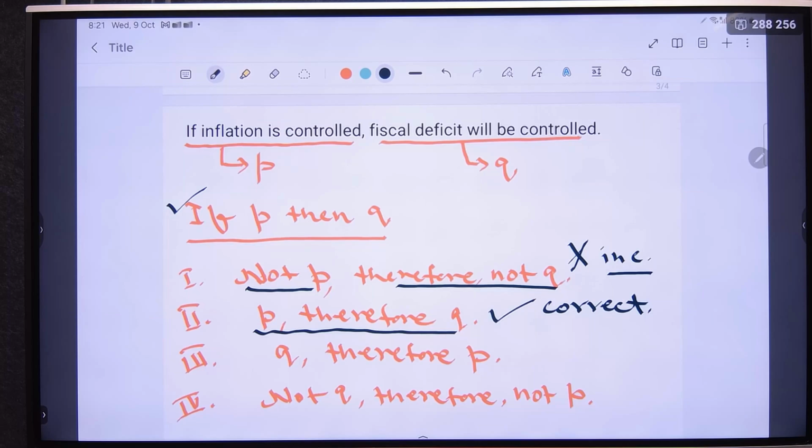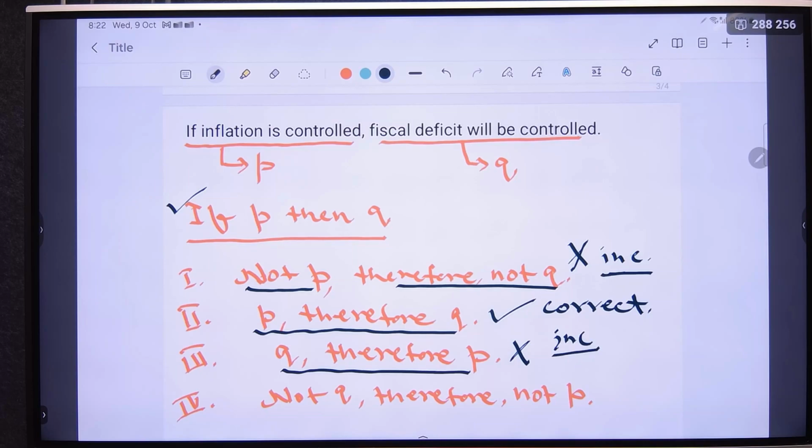अब हम थर्ड पे देखते हैं. थर्ड में क्या बोलता है कि Q therefore P, मतलब fiscal deficit will be controlled, therefore inflation must have been controlled. Now again, this is where you go wrong. You will say this is correct, but this is not correct. If fiscal deficit is controlled, you cannot say that inflation must have been controlled. It can be probably true, but not true in full. So this is incorrect. Please make a note.